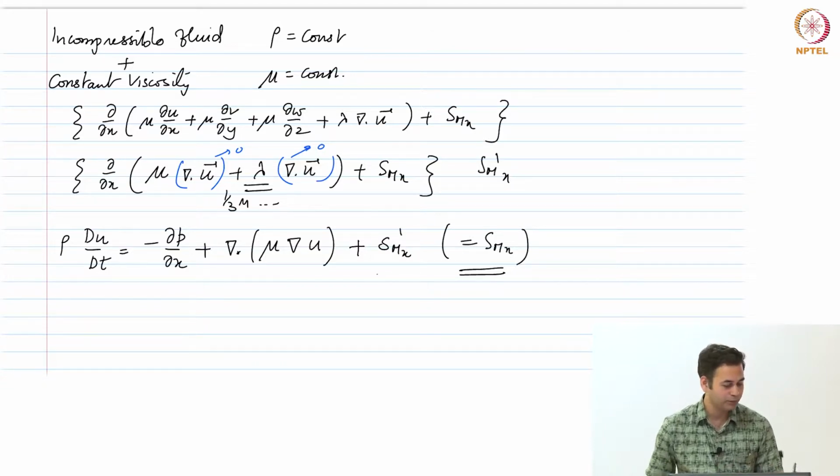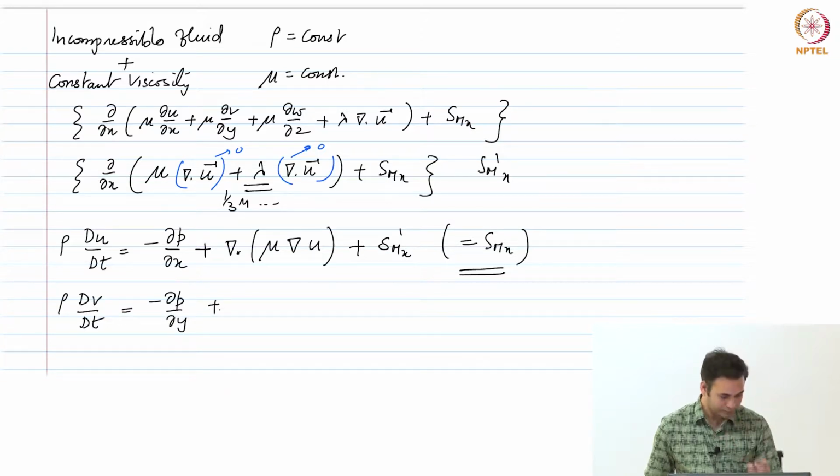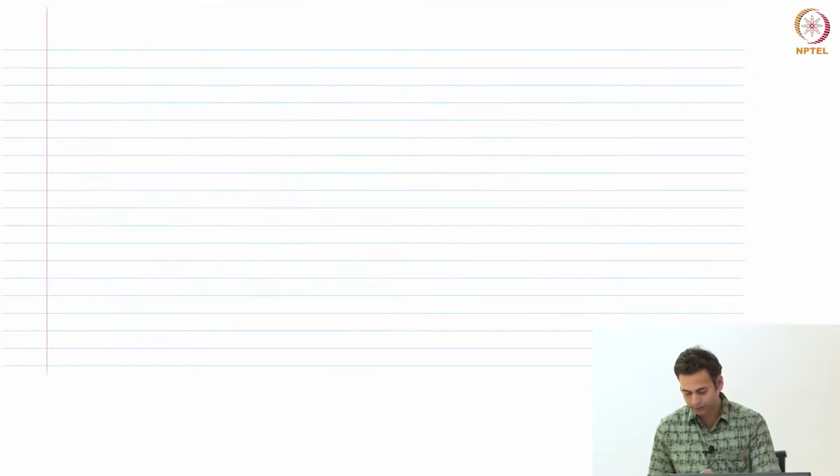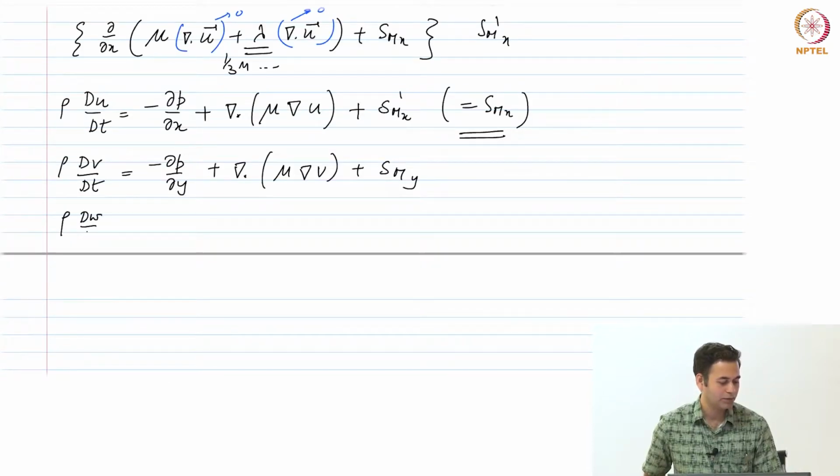Now, if you tell me what would be the equation for rho dou v dou t, what would that be? Minus partial p partial y, plus del dot mu times grad v, plus Smy. Of course, you can complete the rho dw dt equation yourself.